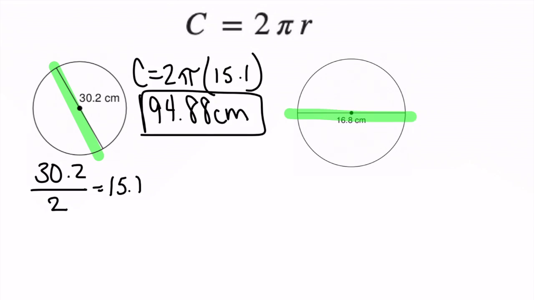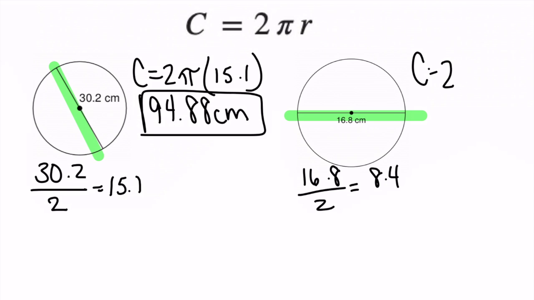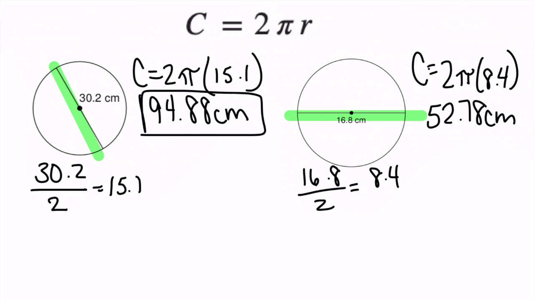Same thing on this one. Here is my diameter, because it's the whole thing, not just half of the circle. So I'm going to take 16.8, divide by 2, and that'll give me 8.4. So circumference equals 2 pi times 8.4. And when we plug that in, we should get 52.78 centimeters.